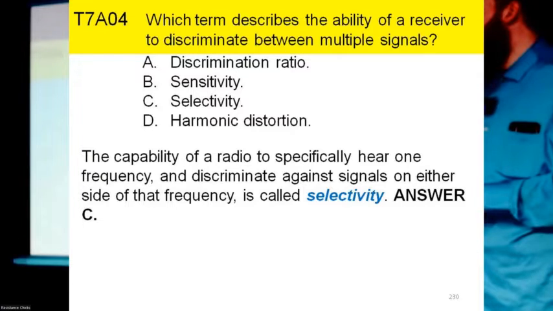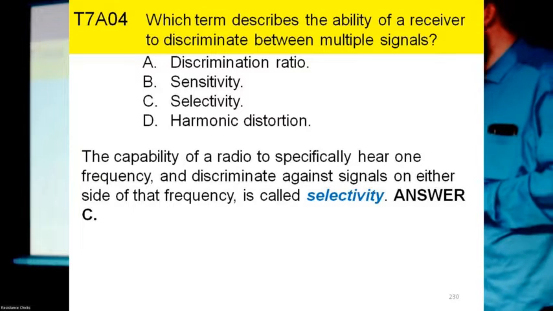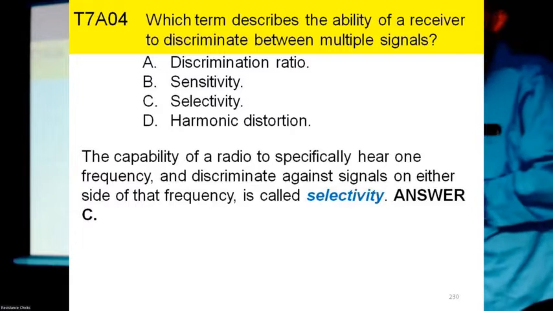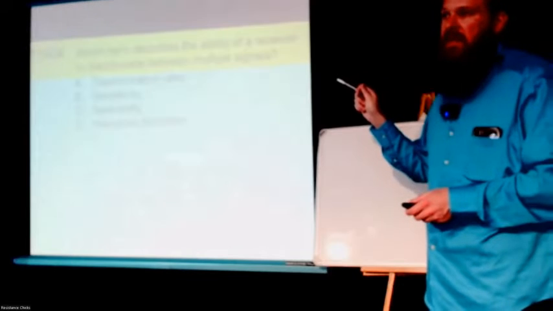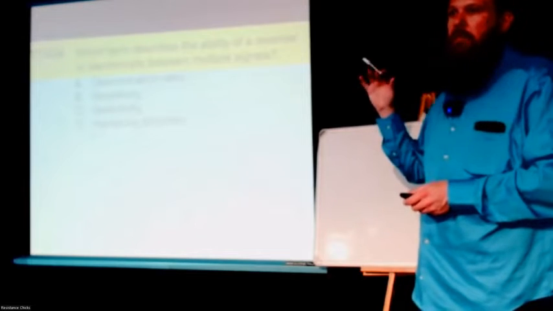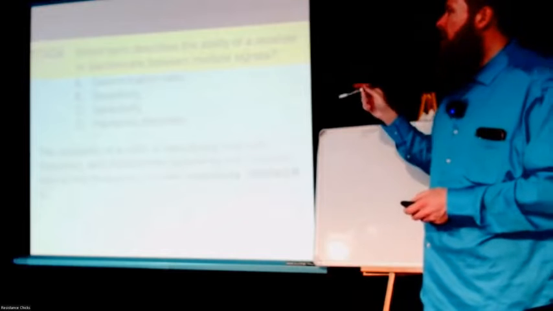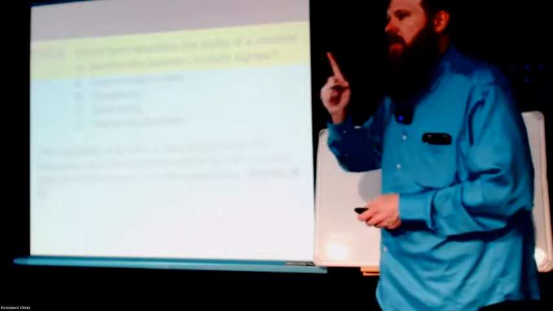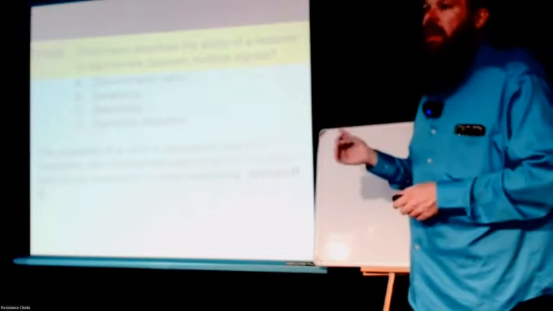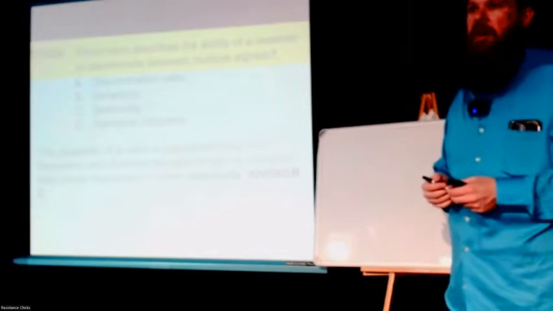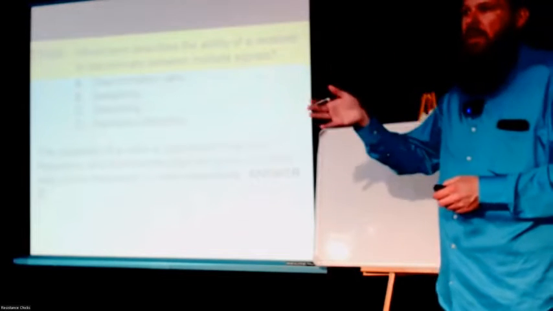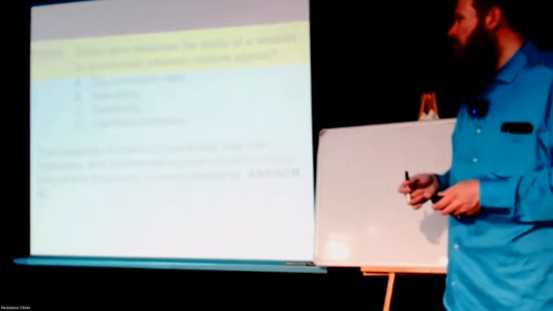Which term describes the ability of a receiver to discriminate between multiple signals? Now we're receiving the signal. This is not sensitivity. Sensitivity means how strong or weak of a signal can I pick up. This is how can I pick from one signal compared to another, and that's selectivity. Think of it as my radio is able to select the one signal I want to hear and not the other that I don't want to hear.